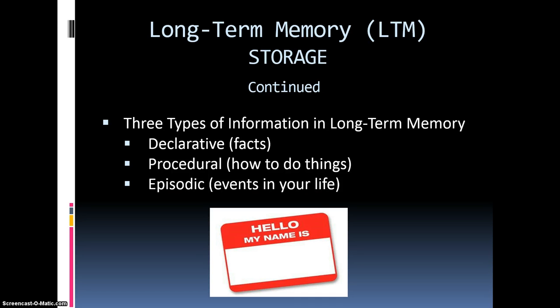Okay, there's three types of information that are in long-term memory. There's declarative, facts. There's also procedural, how to do things, for example, driving a car. There's episodic, events in your life, place, time, where were you born, when were you born.